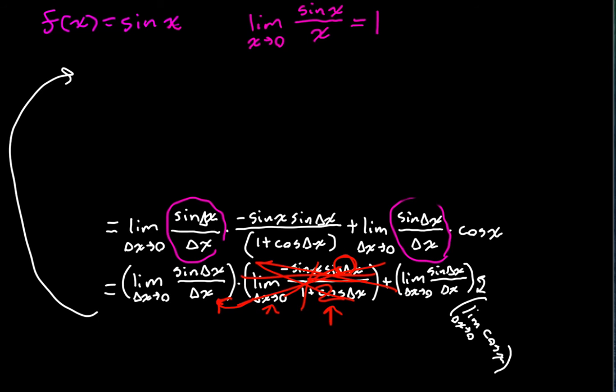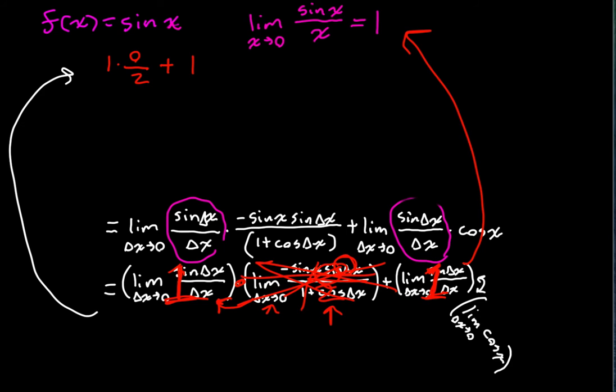Look back up here. The limit as some variable goes to 0 of sine of that variable divided by that variable is equal to 1. So this thing is just going to turn into 1. So we have 1 times 0 divided by 2 plus, well, we have the limit as delta x goes to 0 of sine of delta x over delta x. We have the same thing, so this is also going to turn into 1.